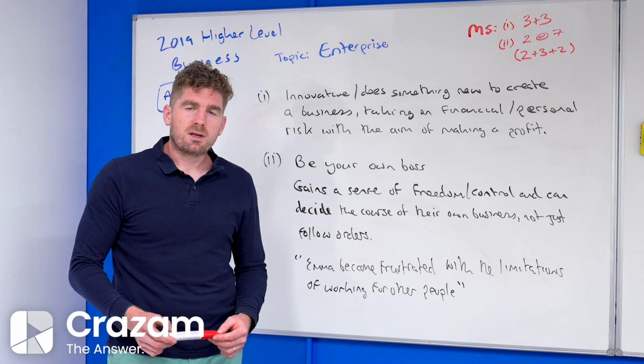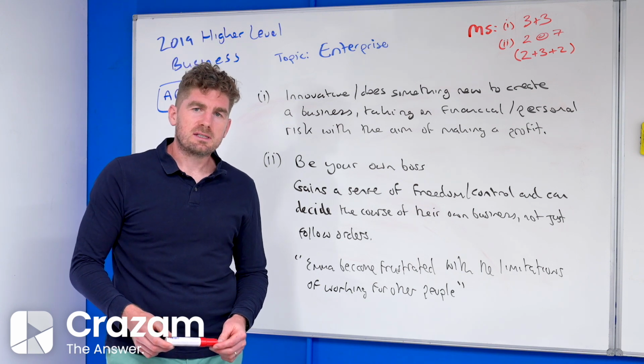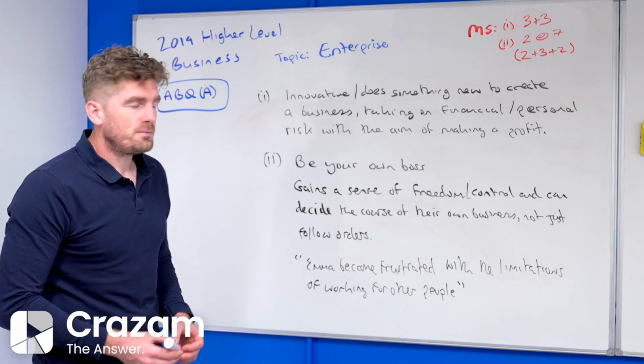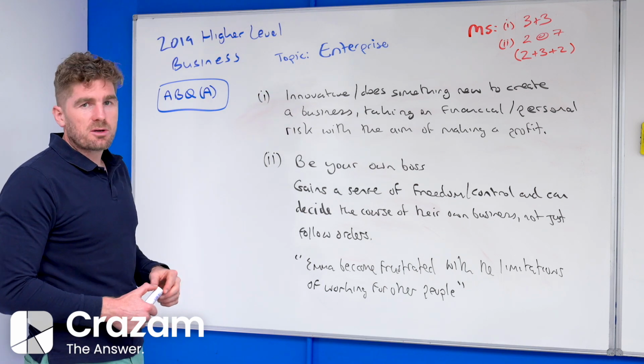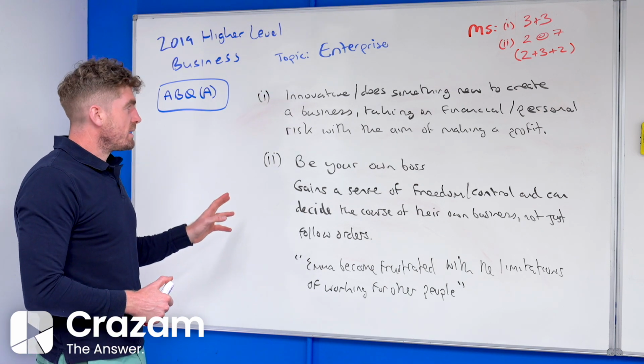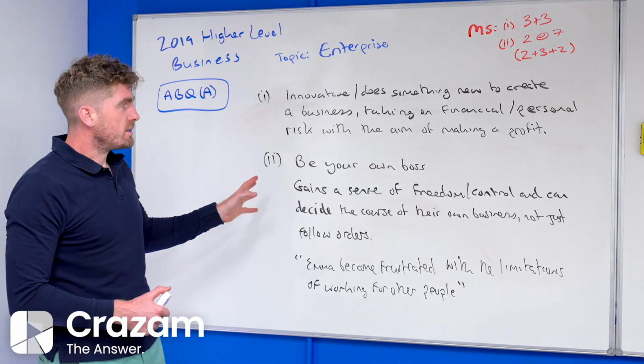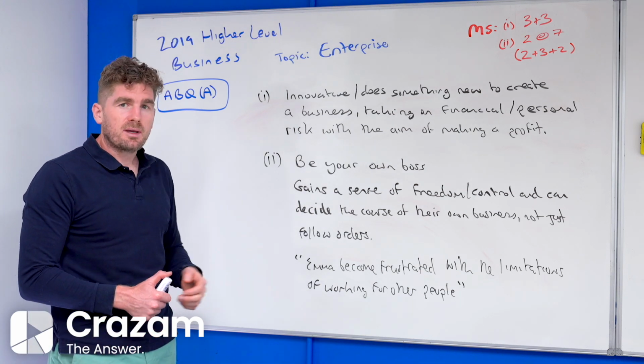Hi, I'm Gavin. Today we're looking at the 2019 Higher Level Leaving Cert Business Paper. We're in the ABQ, so we're doing part A of the ABQ, which was based around Unit 2 and Enterprise. It had two parts to this. One was explain the term and the other was the benefits of becoming an entrepreneur.